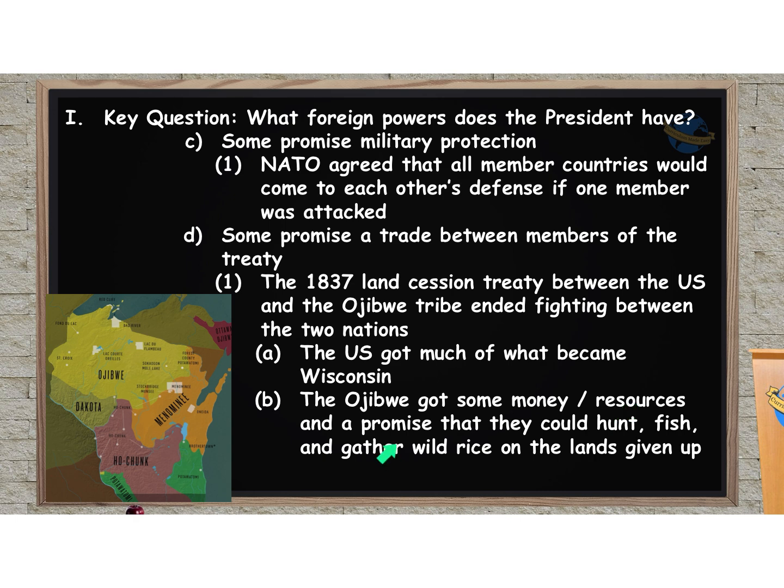And then there was also a part of the treaty where there was a promise that the Ojibwe people would be allowed to hunt, fish, and gather wild rice on the lands they had given up. And this means that laws prohibiting people from hunting, fishing, or gathering wild resources in this area of Wisconsin, which apply to everyone else in the state, do not apply to members of the Ojibwe tribe because of the 1837 treaty between the United States and the Ojibwe people.